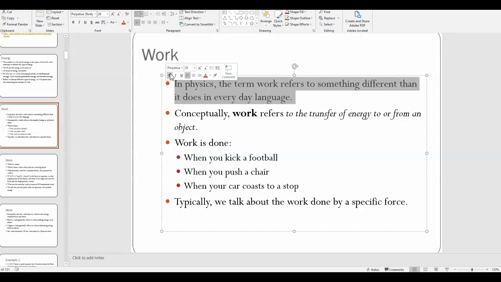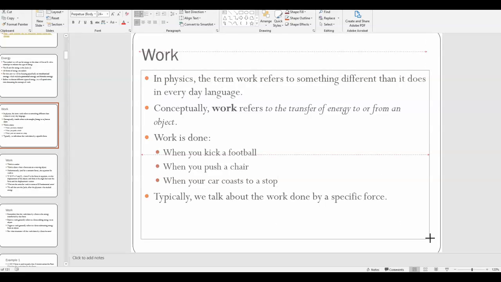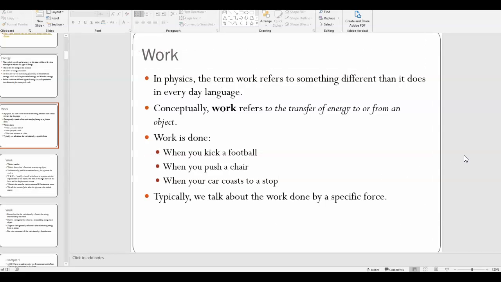Work in everyday language might mean a job you do, or working on an essay, but work has a specific meaning in the context of physics. Work is basically a mechanism through which energy is transferred to or from an object. Work refers to the transfer of energy to or from an object by a force. Some force acts on an object, and that force could add energy to the object, or it could remove energy from the object.